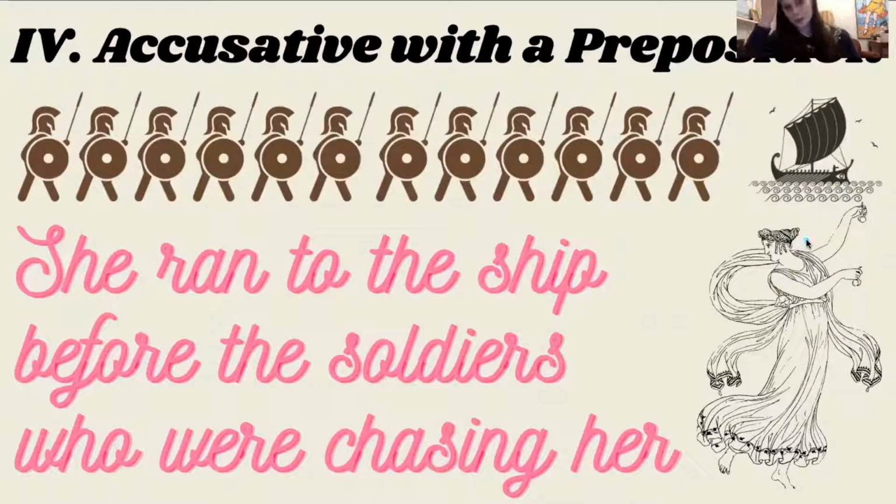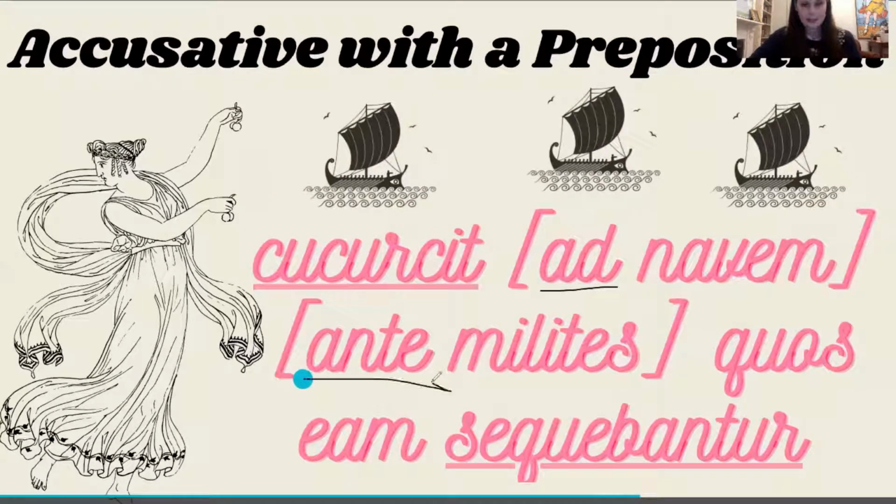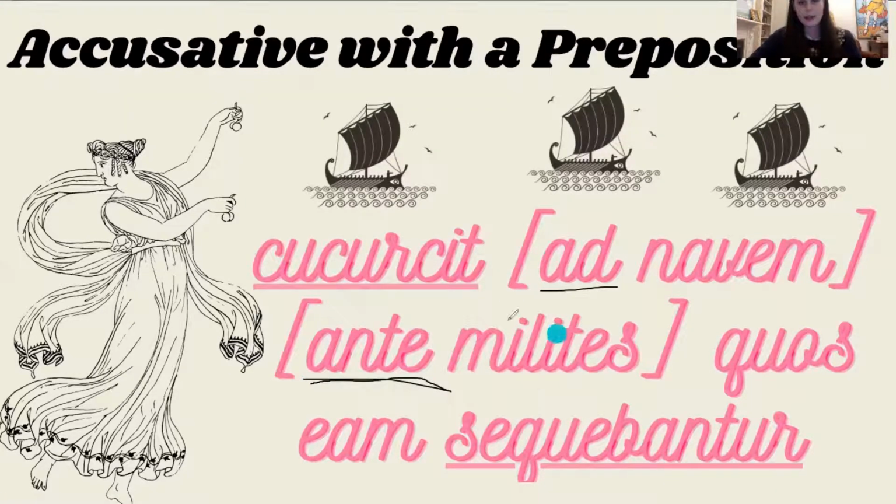Okay, now we've got the fourth usage, which is the accusative with a preposition. So she ran to the ship before the soldiers who were chasing her. Okay, so here I've marked out the prepositional statements in brackets and I've underlined the main verbs. So here is the first preposition. So the preposition ad navem, she is running to the ships. And then ante milites, before the soldiers, or in front of the soldiers.